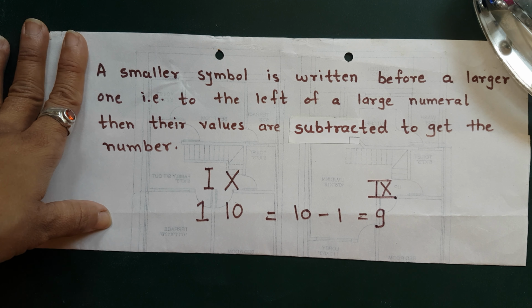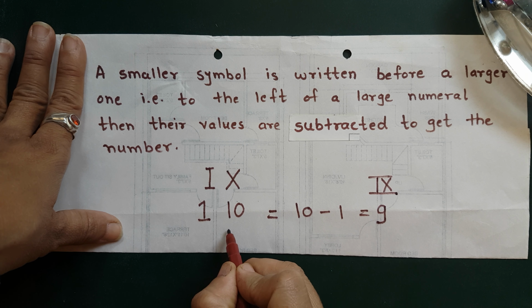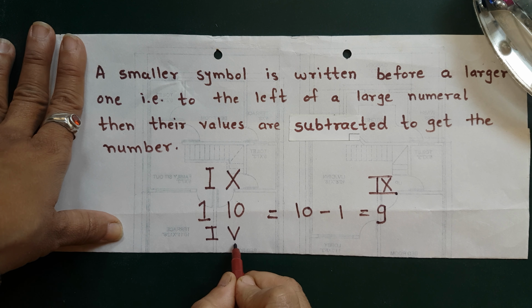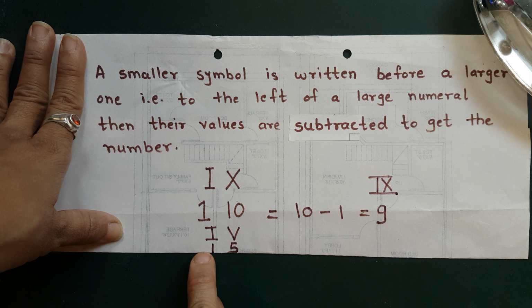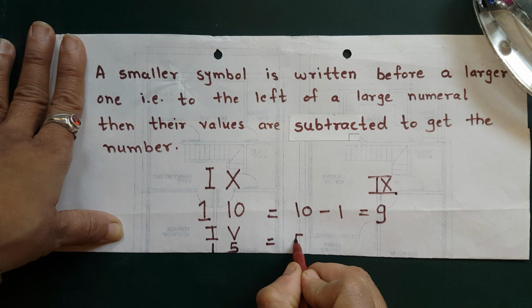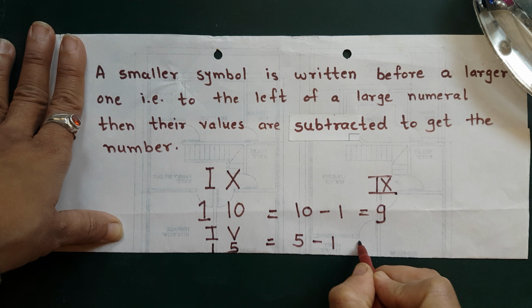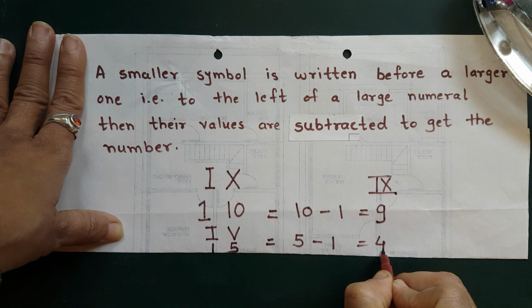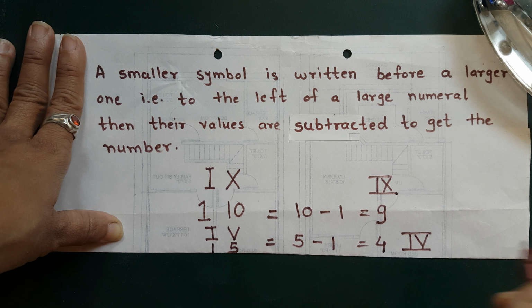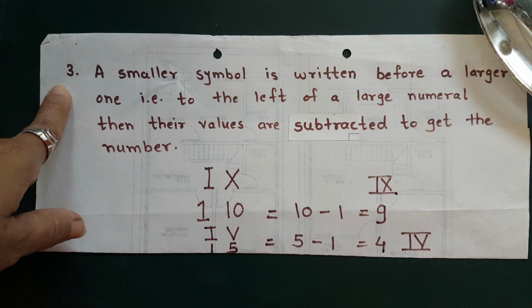Let's see another example. If I write V and if I write I before it, now the value of V is 5 and the value of I is 1. Now again the same rule. When I write a smaller symbol before a bigger one, we have to subtract it. It means I have to subtract 1 from the 5. The answer is 4. In Roman number we write IV for the 4. This is our rule number 3. Now let's see the next one.